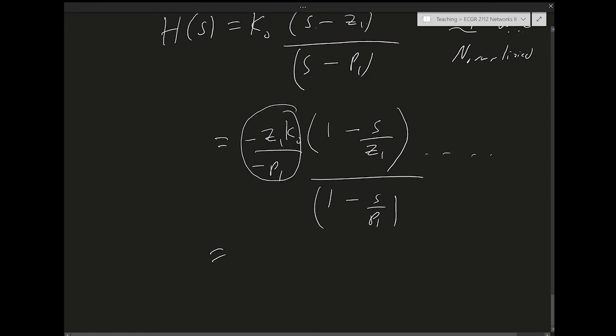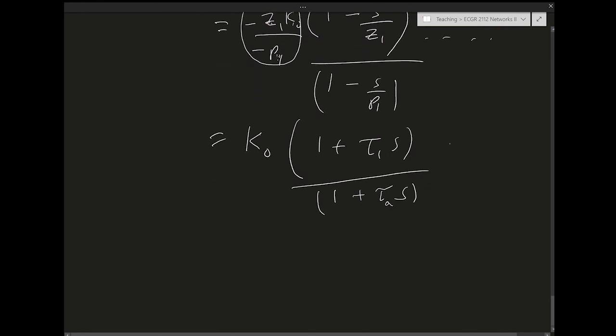I can just roll those constants, the z1 and p1, into the k0, and I end up with a new constant. And minus 1 over z1, I can just call 1 plus tau 1 s, over 1 plus, because it's in the denominator, call it tau a s, right? So this is normalized form because at omega equals 0, this goes to 1, and at omega equals 0, this goes to 1. Any gain is rolled into the k0 constant, right?